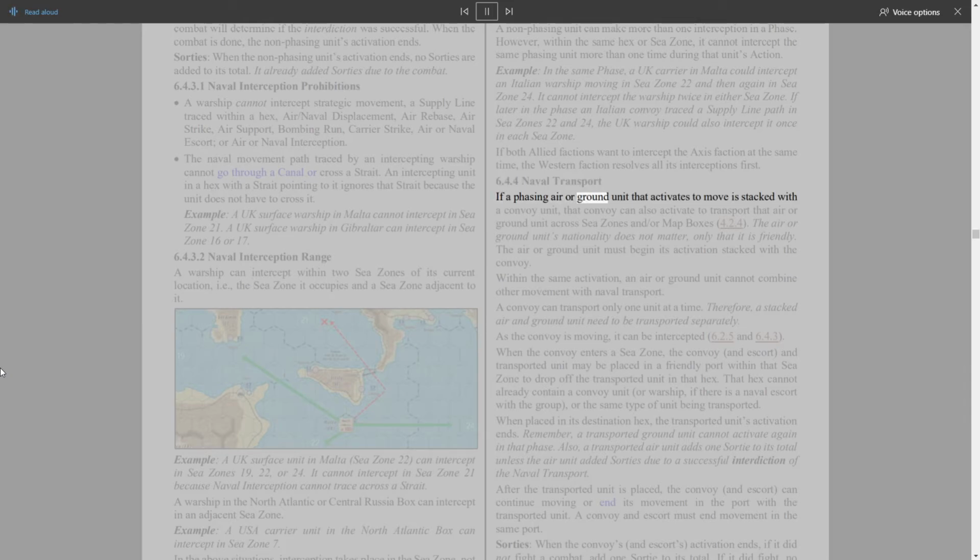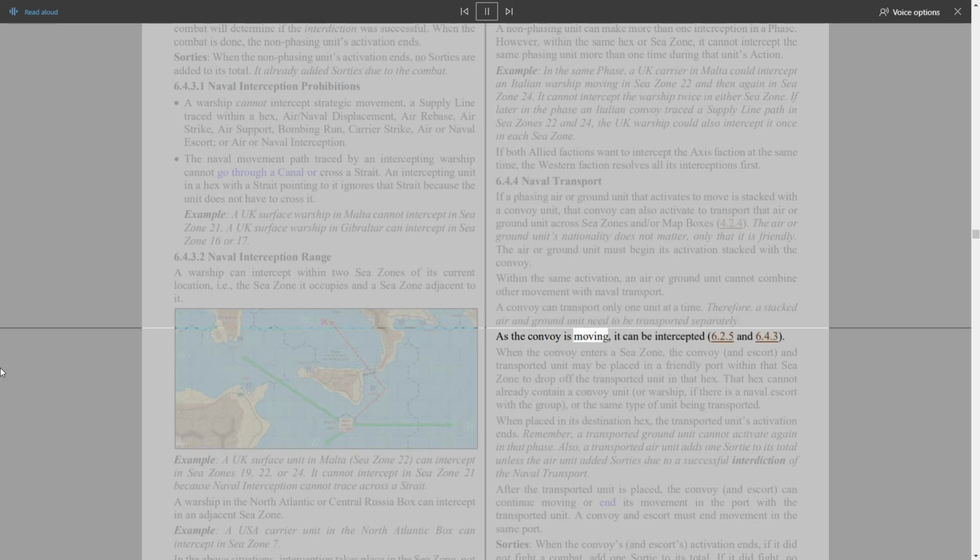6.4.4 Naval Transport. If a phasing air or ground unit that activates to move is stacked with a convoy unit, that convoy can also activate to transport that air or ground unit across sea zones and/or map boxes. 4.2.4. The air or ground unit's nationality does not matter, only that it is friendly. The air or ground unit must begin its activation stacked with the convoy. Within the same activation, an air or ground unit cannot combine other movement with naval transport. A convoy can transport only one unit at a time. Therefore, a stacked air and ground unit need to be transported separately.